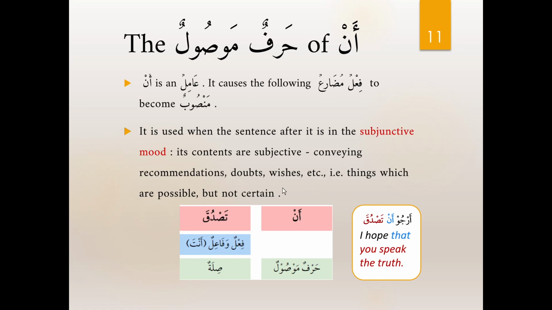Here it's conveying recommendation, voicing doubts and wishes, things which are possible but not certain. These are what you mean by subjunctive. Not for sure, but this might be the best thing to do. This is what we mean by recommendation. So here, an goes with fi'ils, and ana with isms.